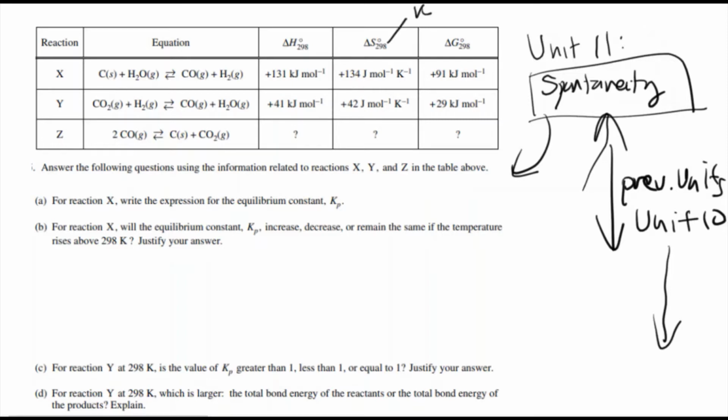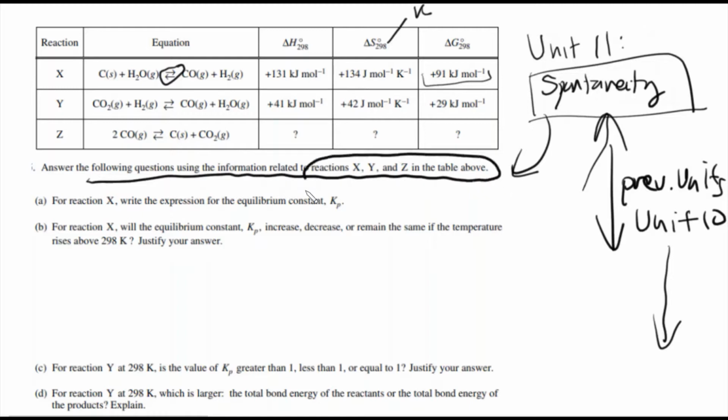Yep. So these reactions aren't actually at equilibrium. They just draw double arrows to show that these reactions can go forwards or backwards. But since the delta G is positive, it should be non-spontaneous, but they write a double arrow still. How weird. Well, we're not going to think about that. Instead, we are going to focus on what the problem gives us. And yeah, so answer the following questions using the information related to reactions X, Y, Z in the table above.